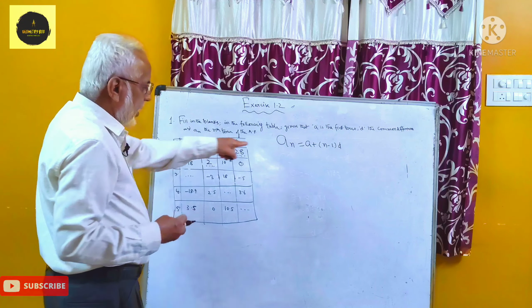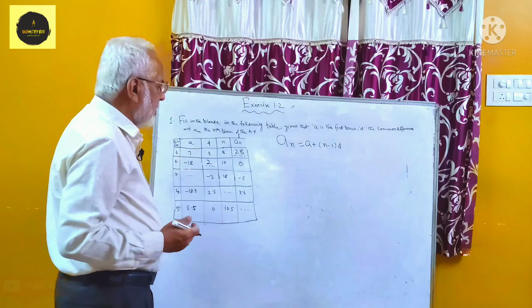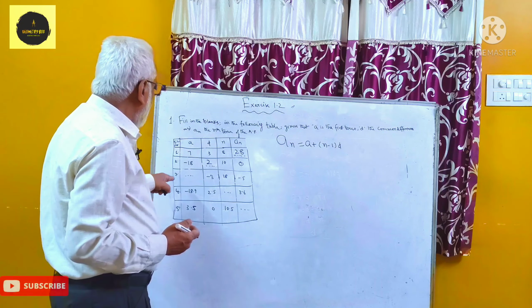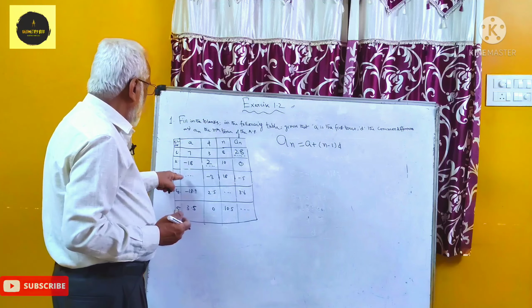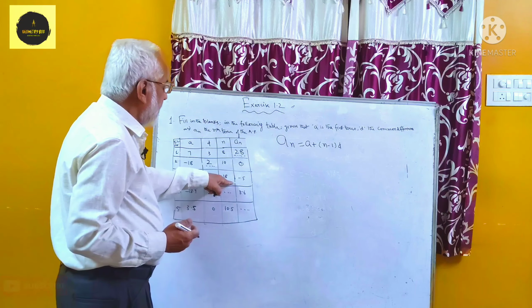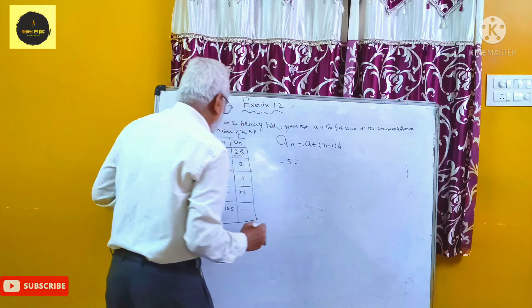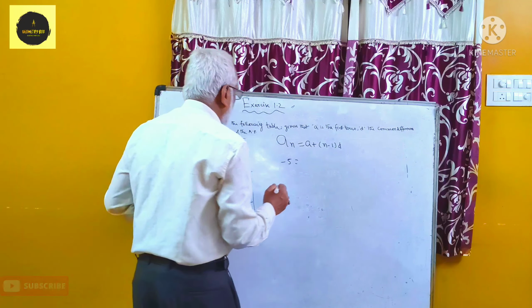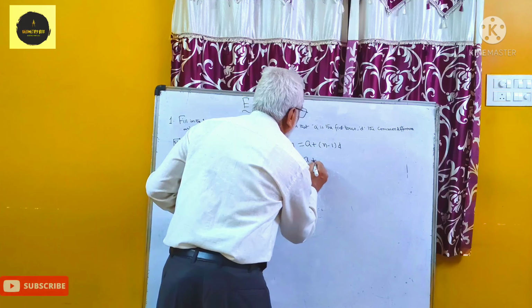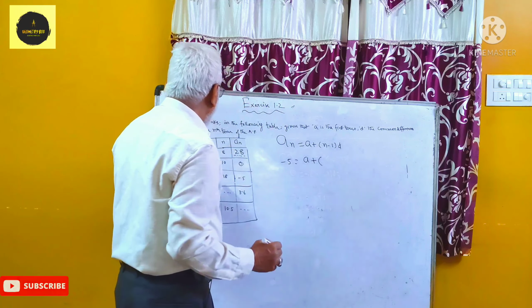Serial number 3. Again, write down the formula: an = a + (n - 1)d. As per the data, an is minus 5. And then a is how much? We do not know. a is the unknown.